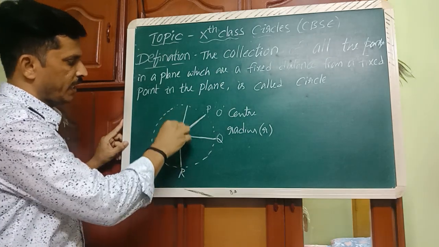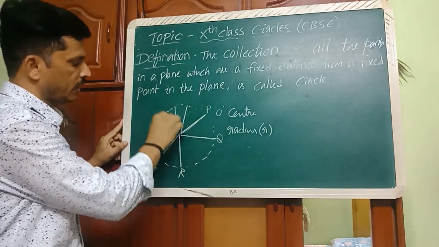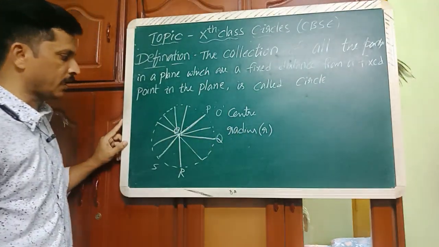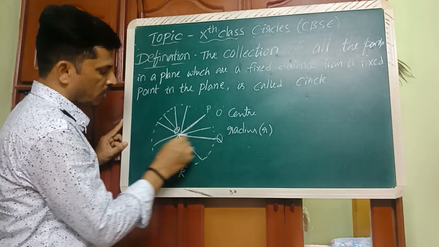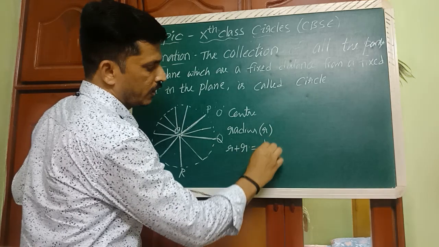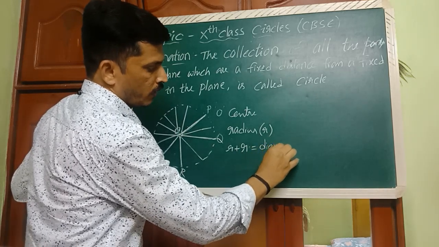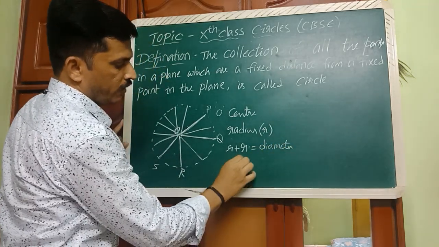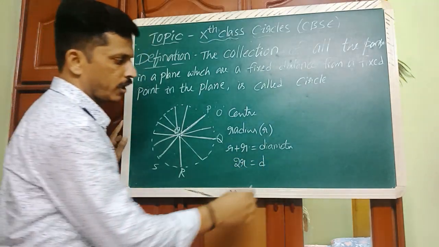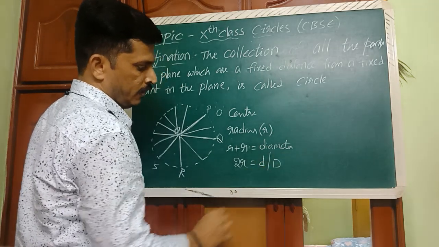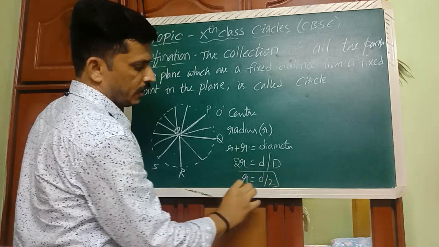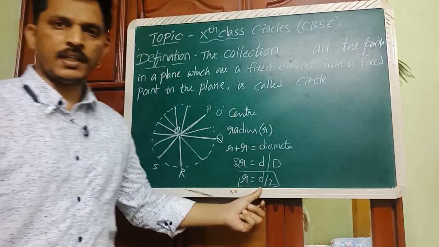How many such radii can be drawn in a circle? Infinite. So infinite radii can be drawn in a circle. The sum of two radii is nothing but the diameter of the circle. Otherwise, twice the radius is the diameter, denoted by small d or capital D. Therefore, r is equal to d by 2. So the radius is half of the diameter.